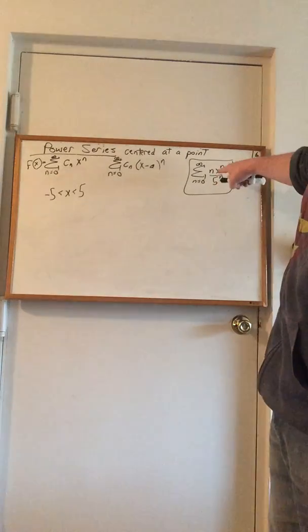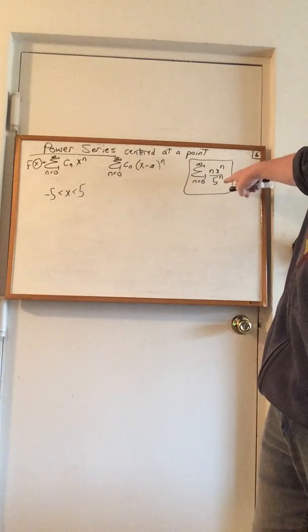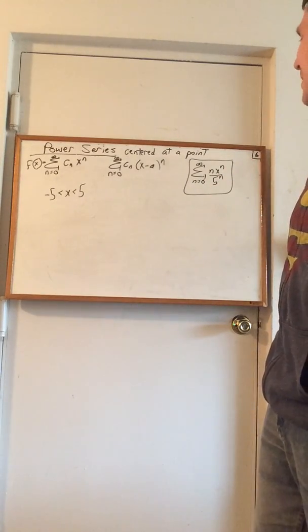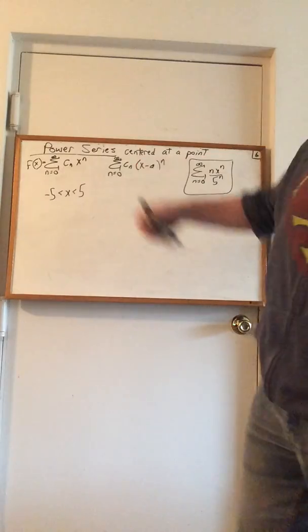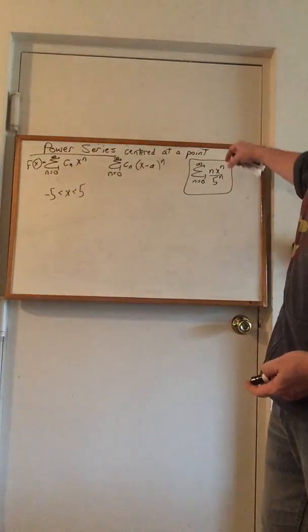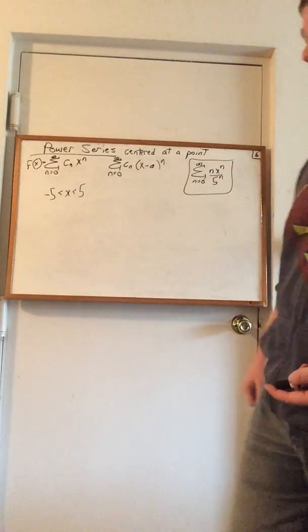So we were talking about the series n x to the n over 5 to the n, and we did a little bit of algebra with the ratio test and showed that if x was between -5 and 5, then this would turn out to be a convergent series.